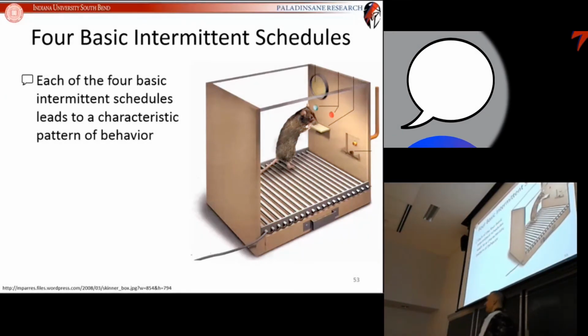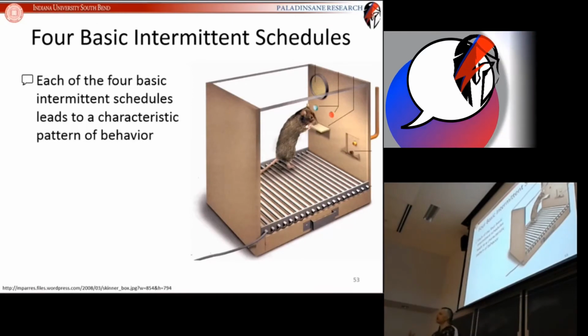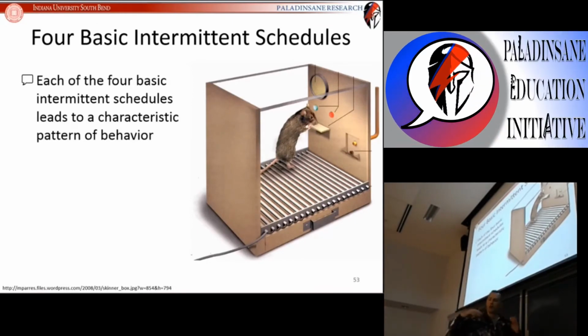So, why are we identifying these intermittent schedules of reinforcement? We've already kind of alluded to this. We're identifying these because behavior is different for these four intermittent schedules of reinforcement. So each of these schedules leads to a very characteristic pattern of behavior. And you can actually determine the schedule of reinforcement based on what the behavior looks like.